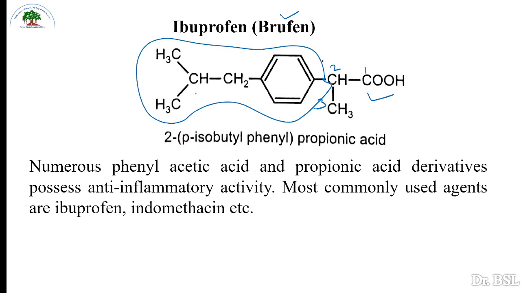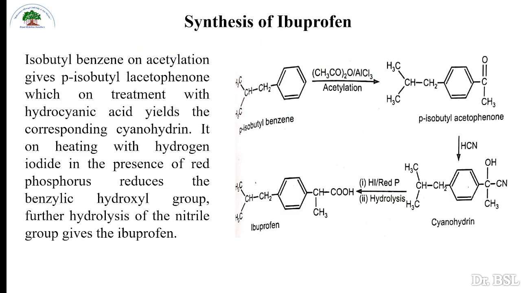Numerous phenylacetic acid and propionic acid derivatives possess anti-inflammatory activity. Most commonly used agents are ibuprofen, indomethacin, etc. The synthesis of ibuprofen: isobutyl benzene on acetylation with the help of acetic anhydride in presence of AlCl3, Lewis acid, acetylation reaction takes place and we get para isobutyl acetophenone.